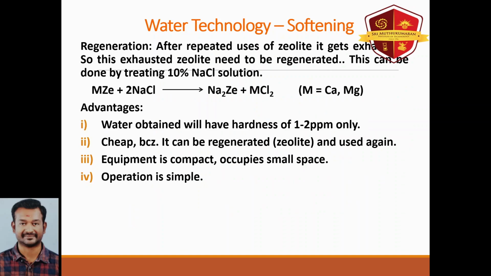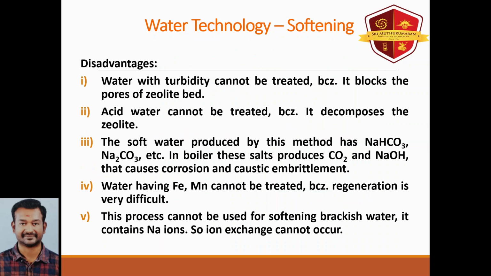Advantages: water obtained will have a hardness of only 1 to 2 ppm. It is cheap because the zeolite can be regenerated and used again. Equipment is compact and occupies a small space. Operation is simple. Disadvantages: water with turbidity cannot be treated because it blocks the pores of the zeolite bed. Acid water cannot be treated because it decomposes the zeolite.